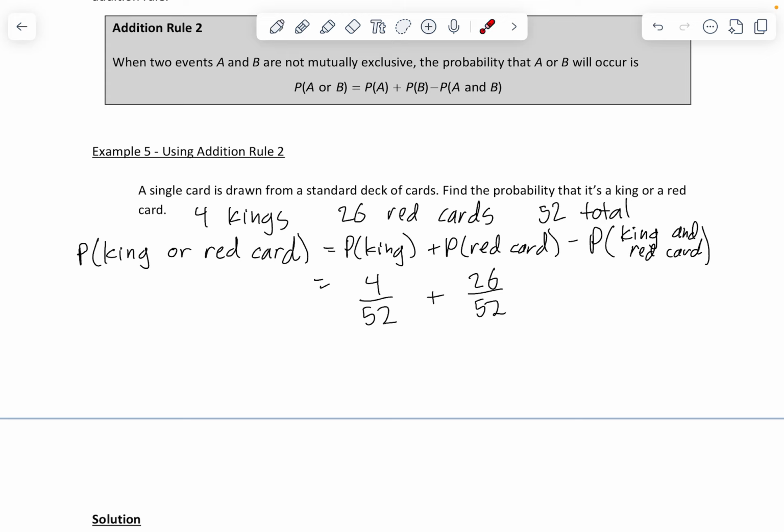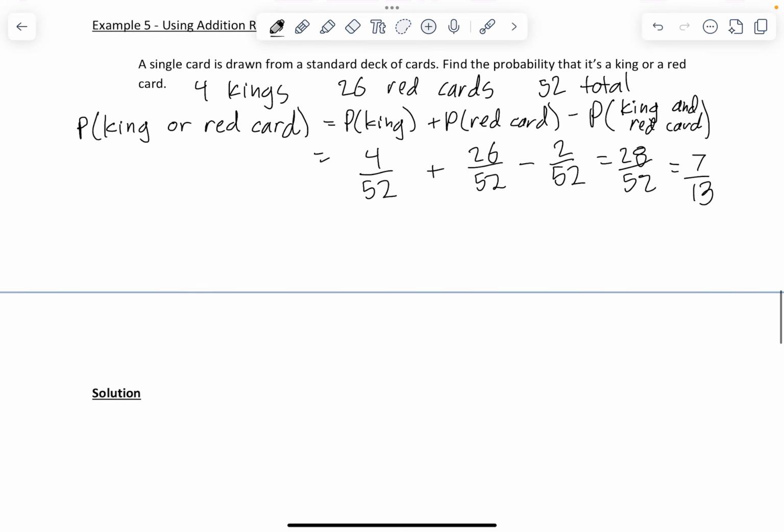Remember, the king of diamonds and the king of hearts is included in this 4. It's also included in this 26. So if I just add these together, I'm double counting those. So to compensate for that, I will subtract off 2 out of 52. Right? That result is 28 out of 52, which reduces down to 7 out of 13. Okay.